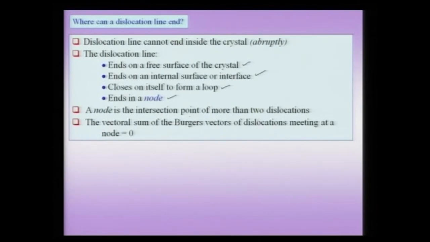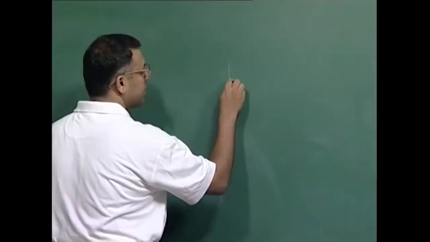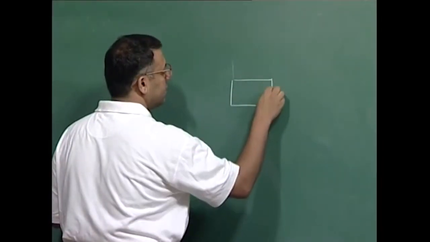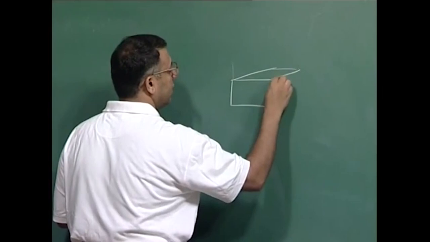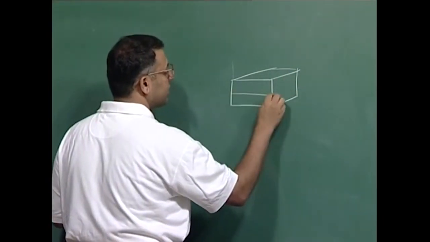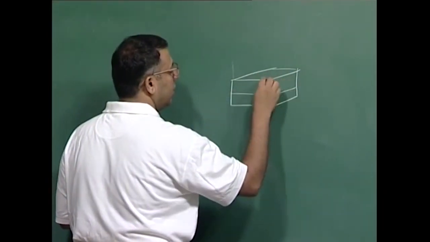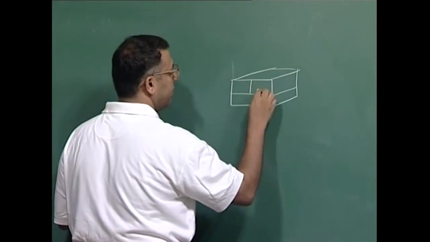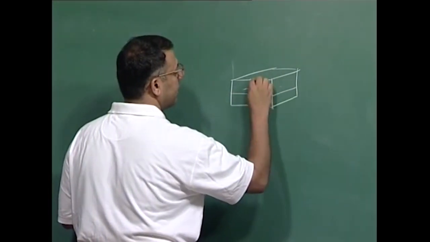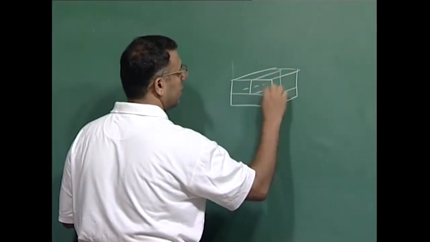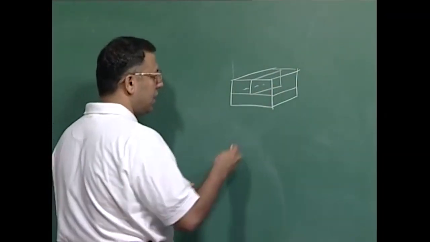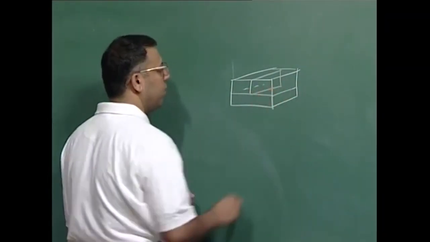Suppose let me do a hypothetical experiment wherein I insert an extra quarter plane of atoms into a material. Initially, what we were doing throughout was inserting an extra half plane. Suppose I have a crystal here, and I insert an extra half plane into this crystal. So, this is my extra half plane, for instance. So, this is my dislocation line, this is what I had pointed out.